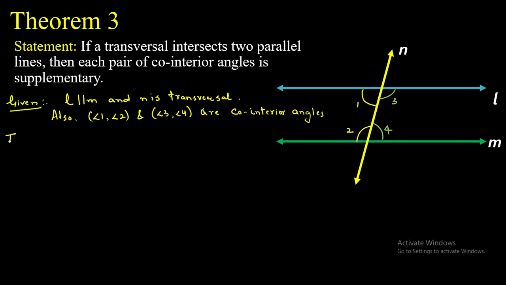Now we have to prove that these co-interior angles are supplementary. So for that we have to prove angle 1 plus angle 2 is equal to 180 degrees and angle 3 plus angle 4 is equal to 180 degrees. Now let's prove it.